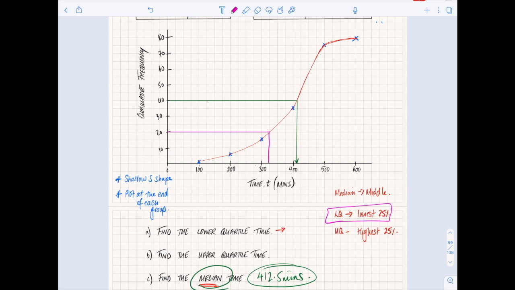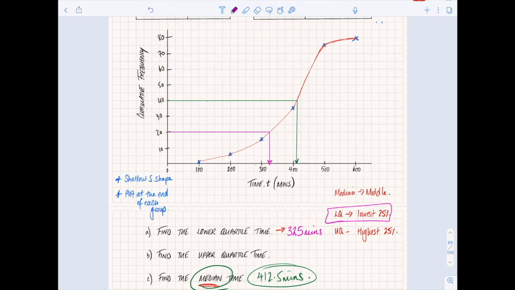Read across, read down, see where it hits your line, and I can see that my lower quartile is at 325 minutes. So 25% of the people, 20 pupils, spend less than 325 minutes on their phone. That means that 75% of pupils spend more than 325 minutes on their phone.